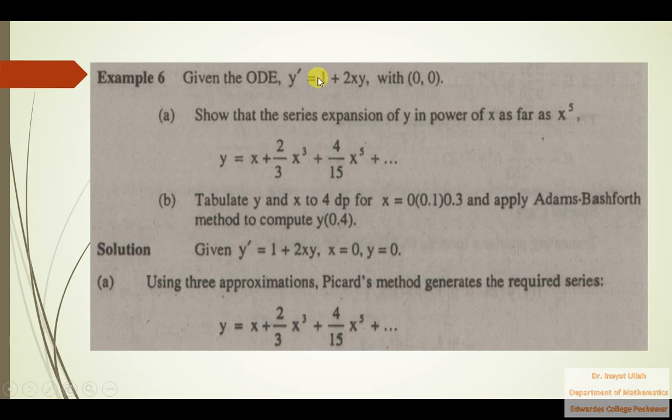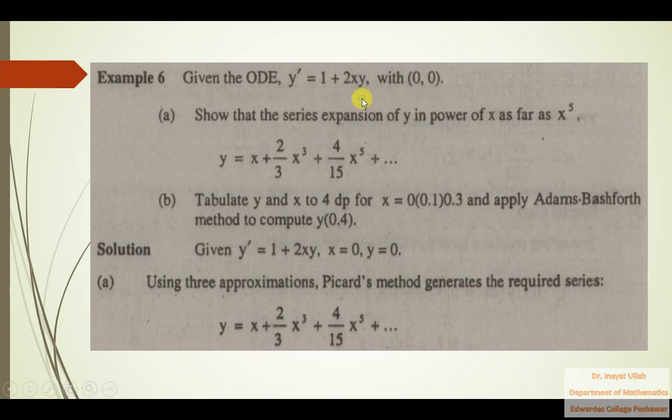Now just look here, y prime is equal to 1 plus 2xy. This y prime is actually a function of x and y, 1 plus 2xy. So putting the values of x, put x equal to 0 and y equal to 0, x naught is 0 and y naught is 0 here, you will get f naught equal to 1. Now x1 will be 0.1, y1 is obtained by putting x equal to 0.1. So you will get f1 is 1 plus 2 into x1 y1.